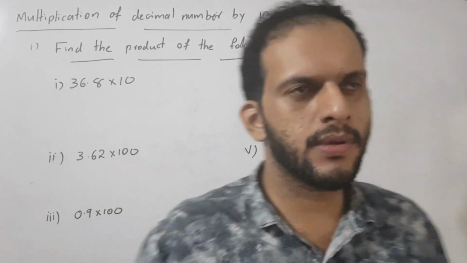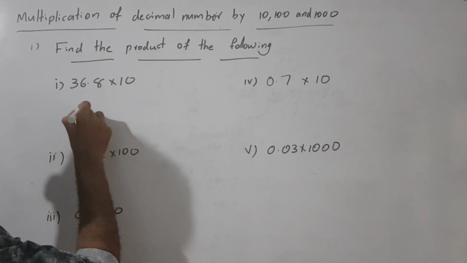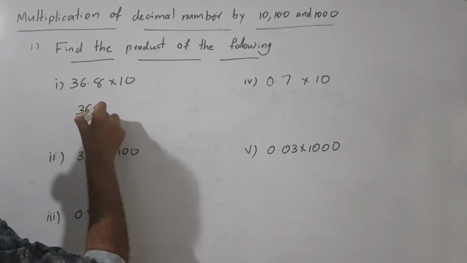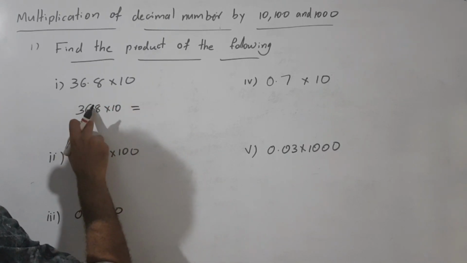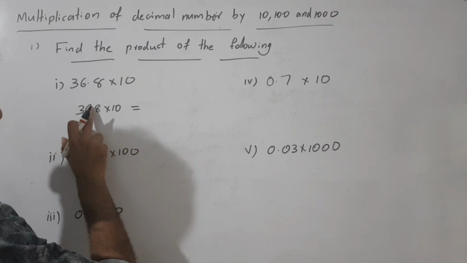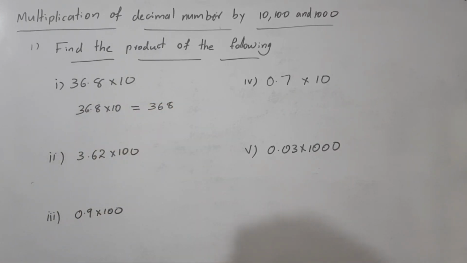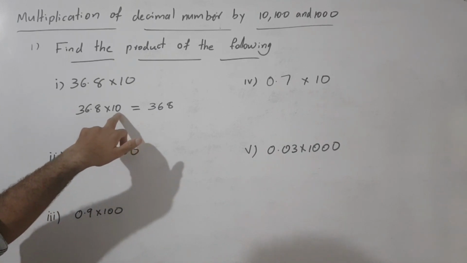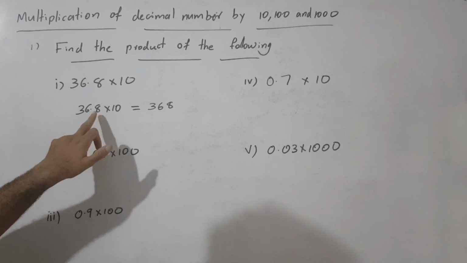Okay. We have 5 questions. The first question is 36.8 into 10. Then how do we start? We start like this. 36.8 into 10 is equal to, first we ignore the decimal point and we write the number. What is the number? 368. The number of 0 is equal to 1. Correct. Now the decimal point is in front of 8.